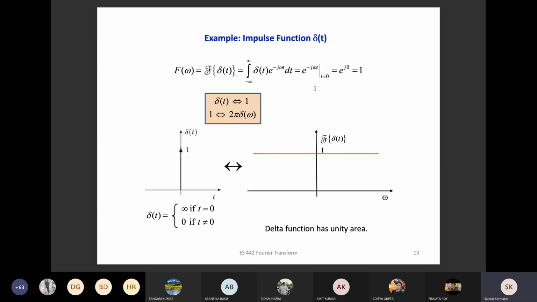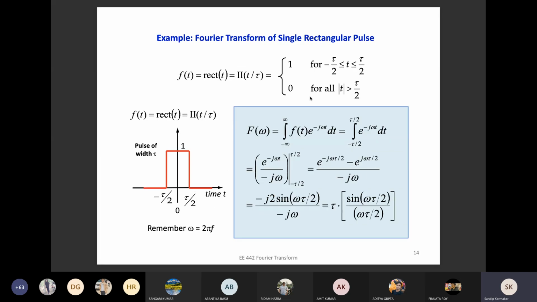What was the Laplace transform of the impulse function? Sir, 1 by s. 1 by s. So this is the impulse function's transform. Now the Fourier transform of a single rectangular pulse: the pulse lies between minus tau by 2 and plus tau by 2.